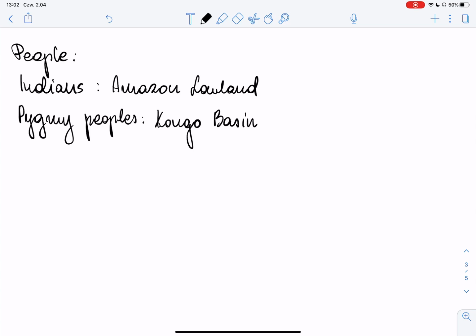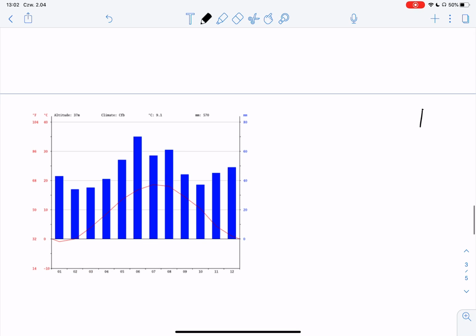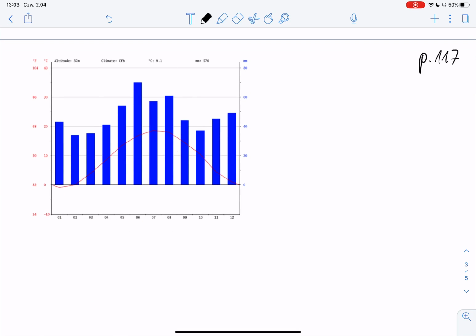So, guys, let's move on to another type of forest, which is the deciduous forest or mixed forest. And let's go back to page 117. And guys, here is the climatogram for a city that is our neighbor, and it's Berlin.